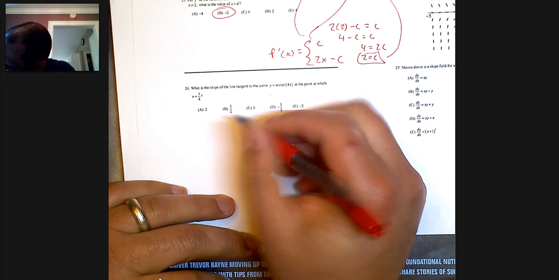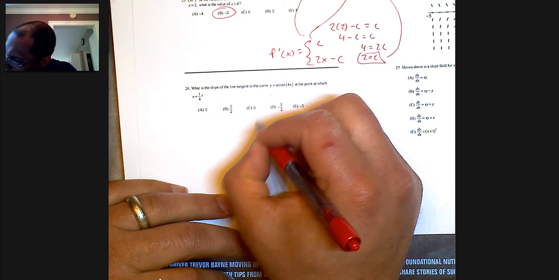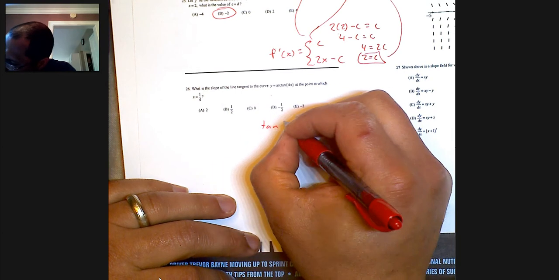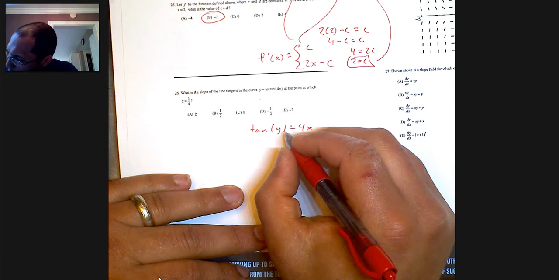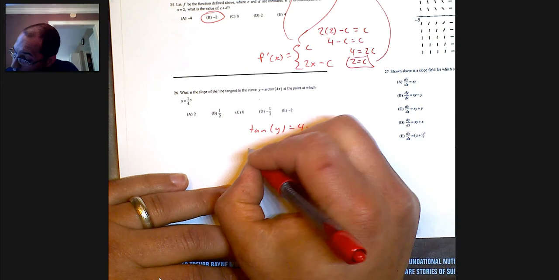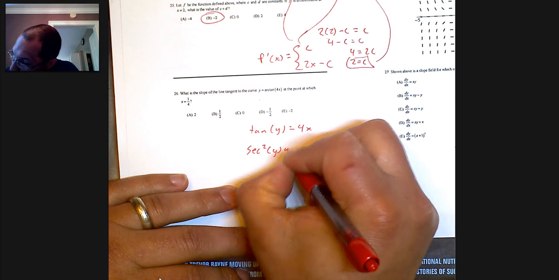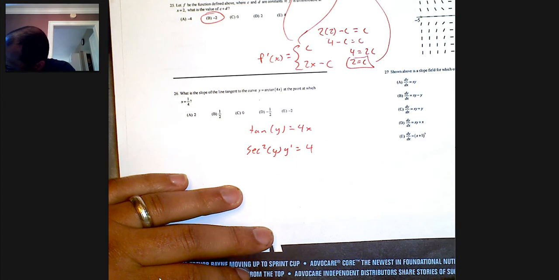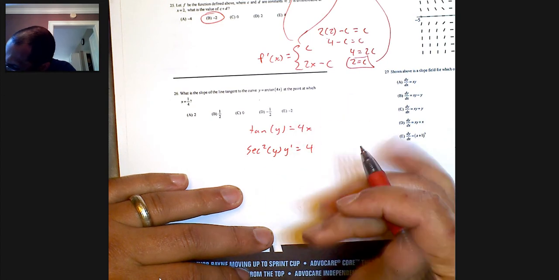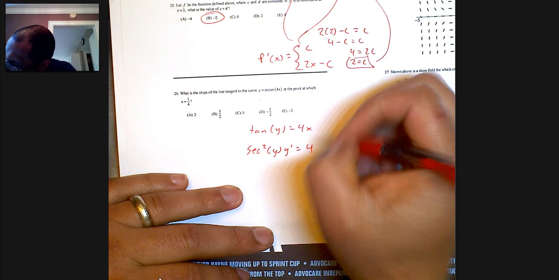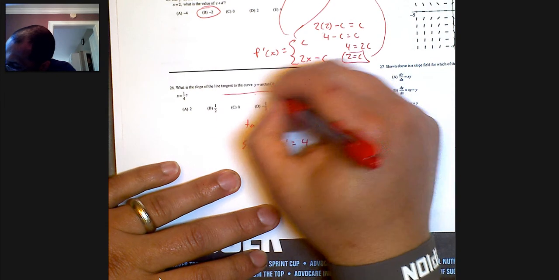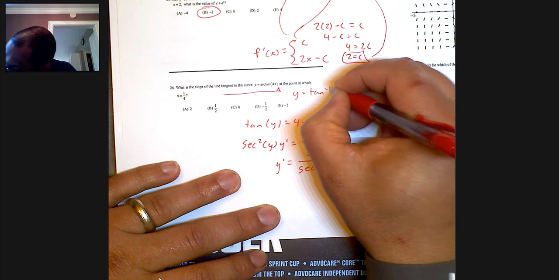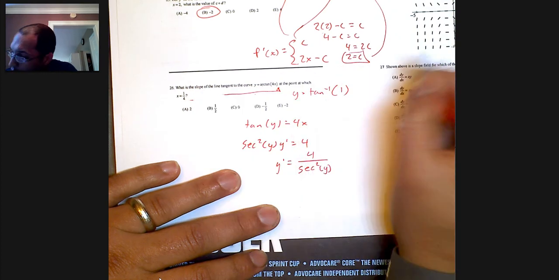So if this is the arctangent, then tangent of y must be equal to 4x. Okay. And so, basically, we can derive it this way. Why not? Let's go. So, secant squared y times y prime equals 4. All right, so if x equals 1/4, I have to find y in order to do it this way. So y prime equals 4 over secant squared y. So I have to find y. Y equals tangent inverse of 4 times 1/4, which is 1. So it's tangent inverse of 1.